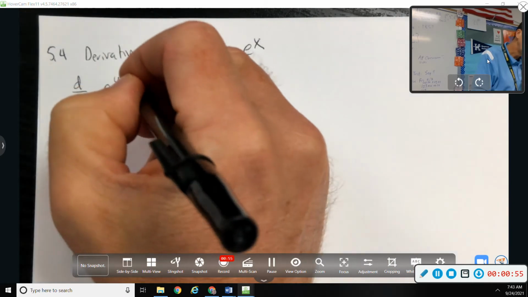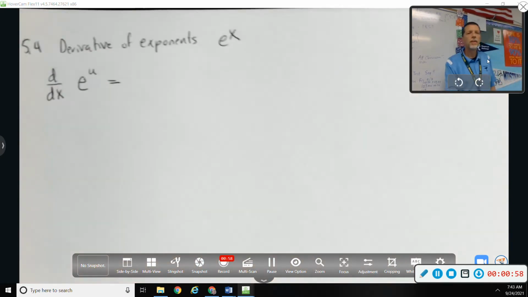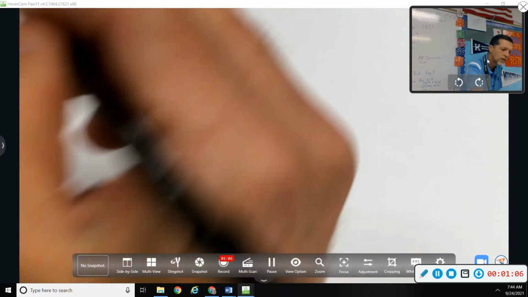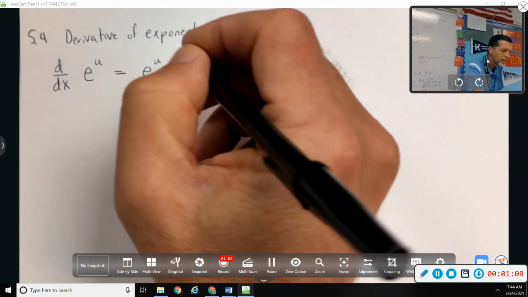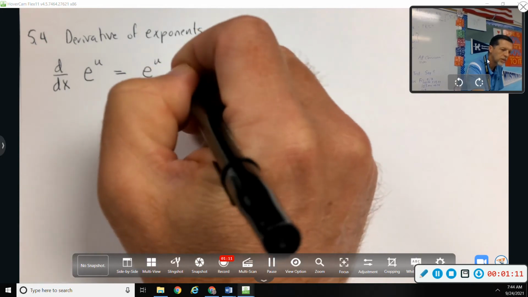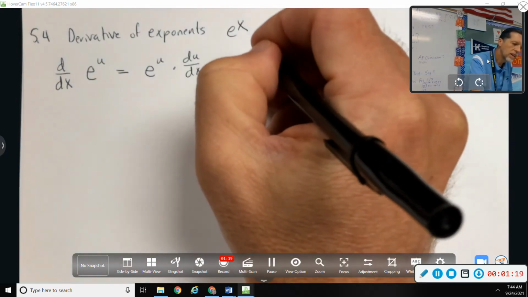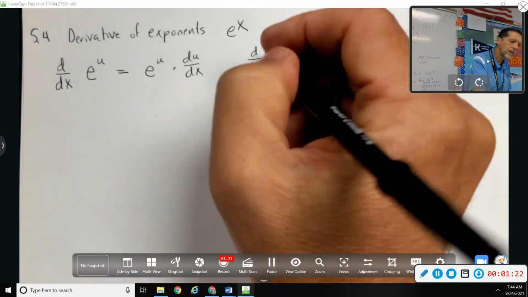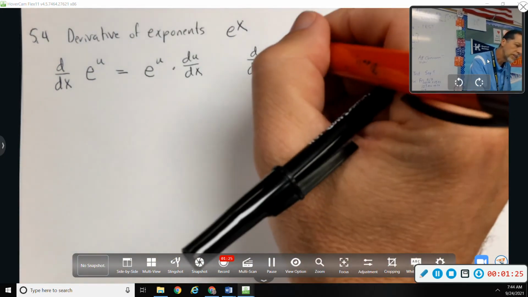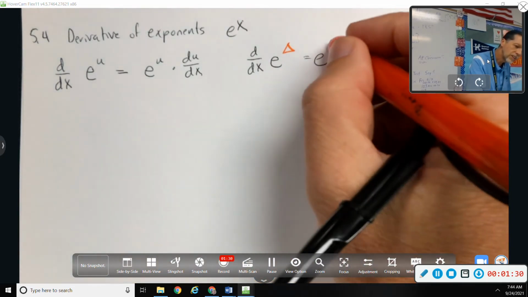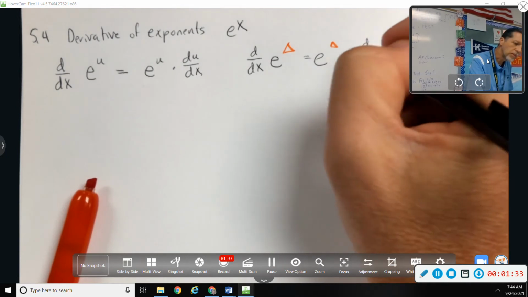Derivative of e to the u. This is probably our favorite derivative, if you can have a favorite derivative. Because the derivative of e to the u is e to the u, but then chain rule times du dx. If you like the orange triangle thing, the derivative of e to the orange triangle is e to the orange triangle times the derivative of the orange triangle.